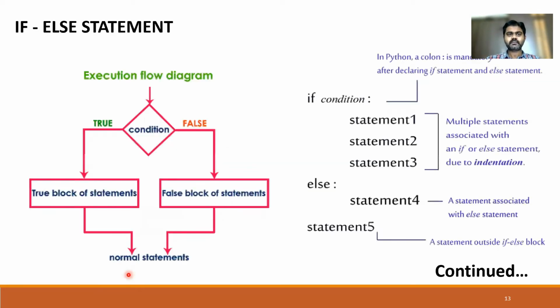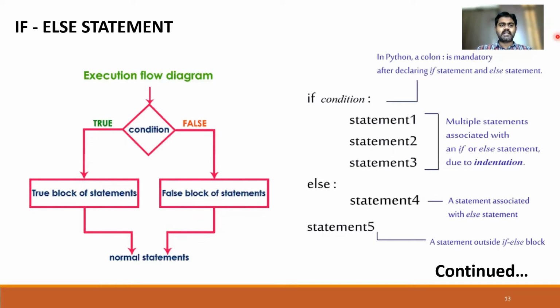Okay. So if else statement. So what is if else statement here? Execution flow diagram. First the condition will be checked. If true, the true block of statements is executed. If the condition is false, the false block of statements is executed. And then coming to the normal statements. In Python, a colon is mandatory after declaring if statement and else statement. For if statement and also else statement, colon is compulsory here.